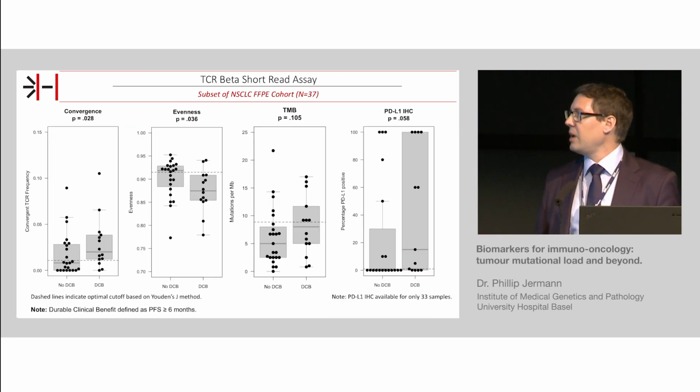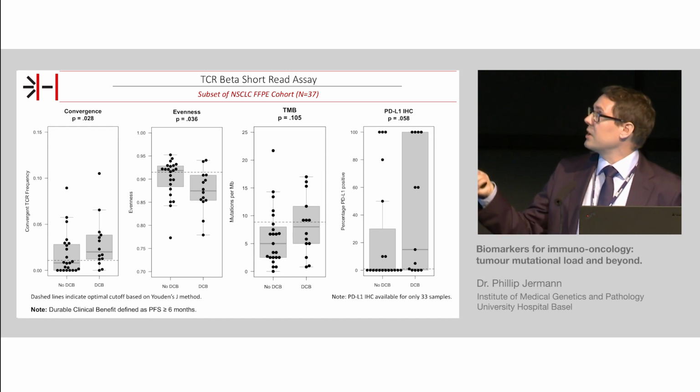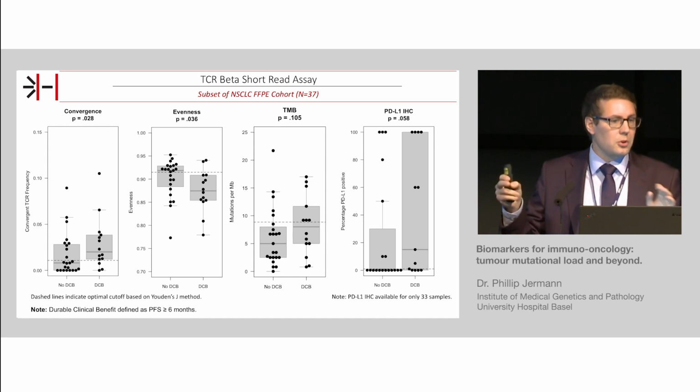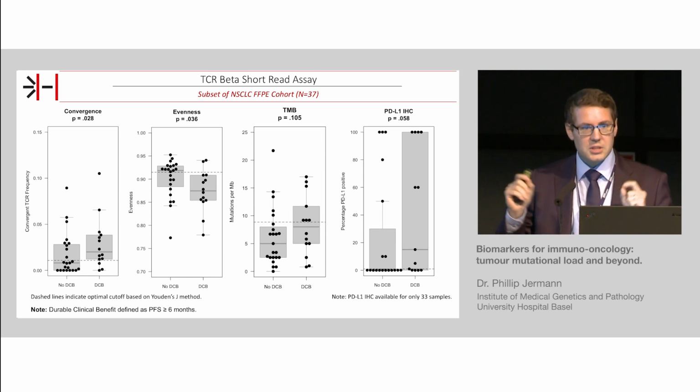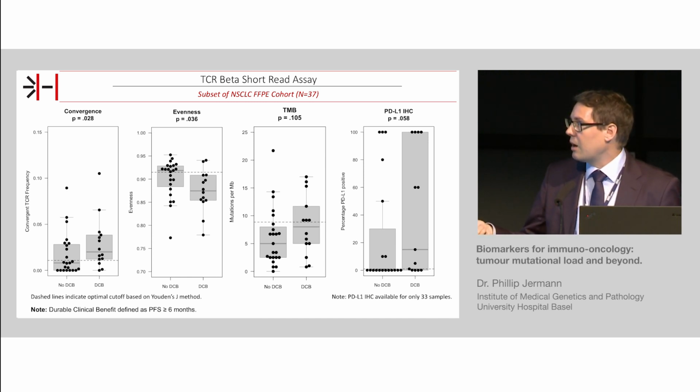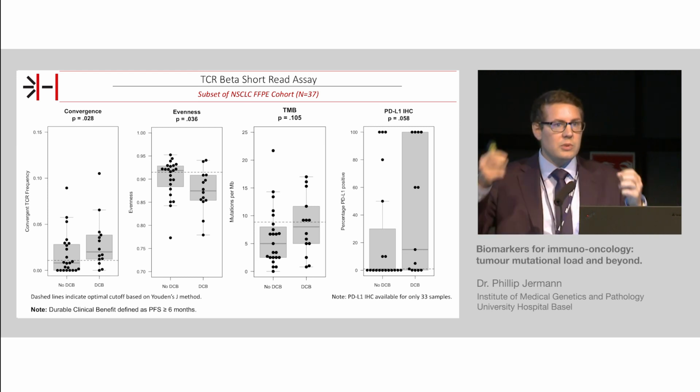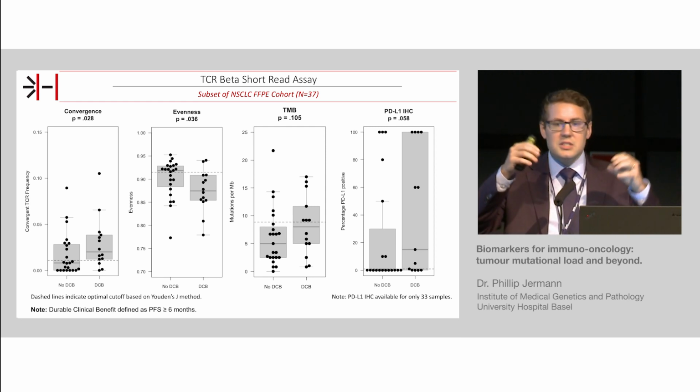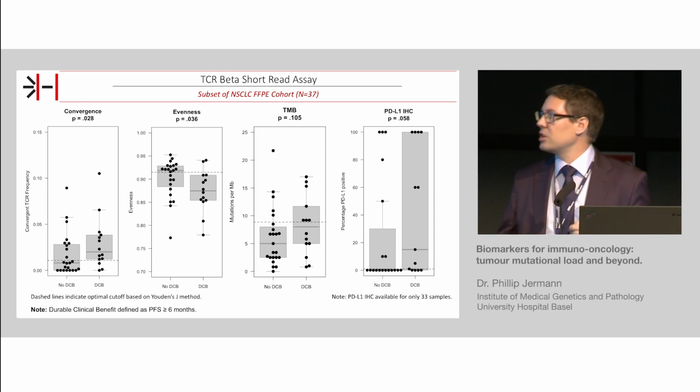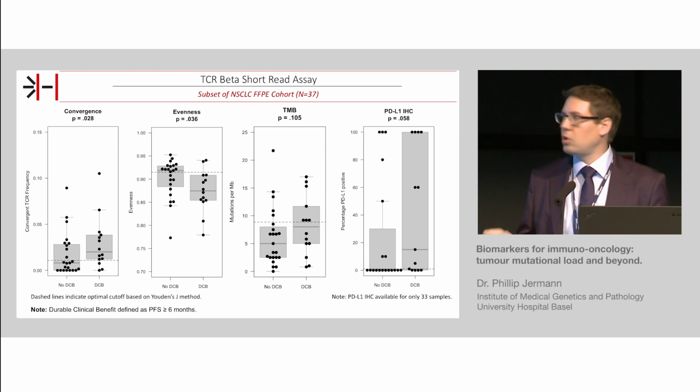Keeping this in mind, I show you here a subset of 37 samples, so it's a low cohort, keep this in mind, it's preliminary data. But already here, if we look at this TCR convergence frequency per sample, we see an association and a significant difference between patients with no clinical benefit and those with durable clinical benefit. Indicating that those patients where we have several clones with the same specificity towards one antigen are more likely to respond to therapy.